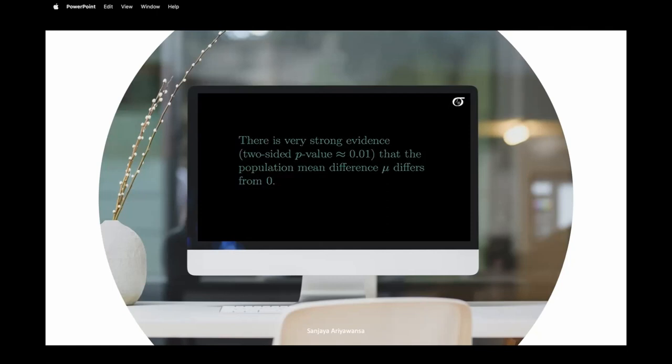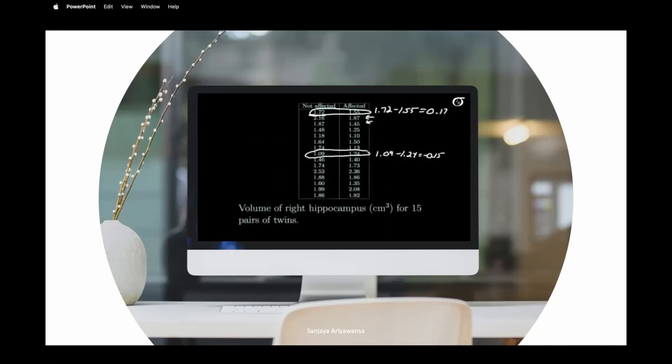Let's go back and look at the data. Now recall that we were taking our differences to be the not affected twin minus the affected twin here. Not affected minus affected. And what we ended up with for our sample differences was an x bar of 0.150. And so the sample mean difference was 0.15 greater than 0. And this gives a strong indication that the twin unaffected by schizophrenia has a larger right hippocampus volume on average.